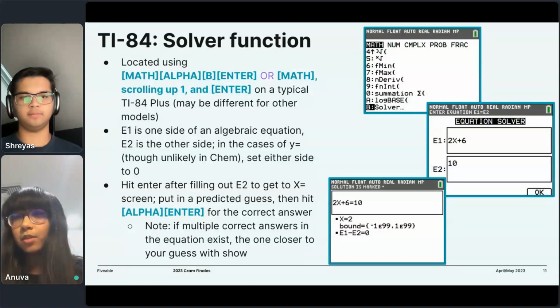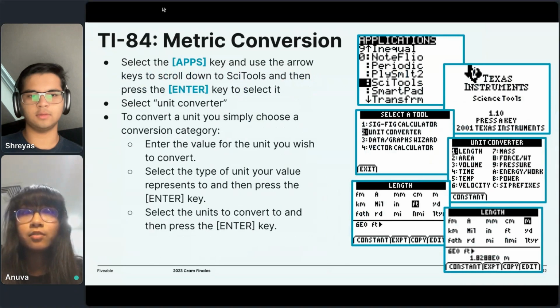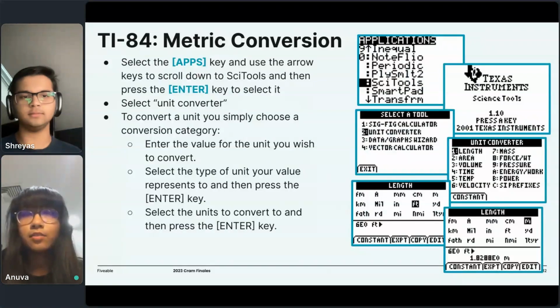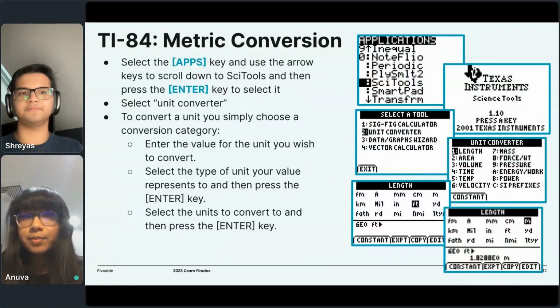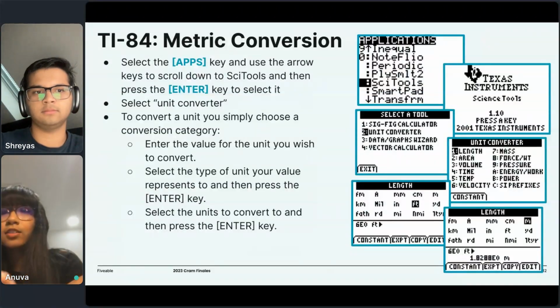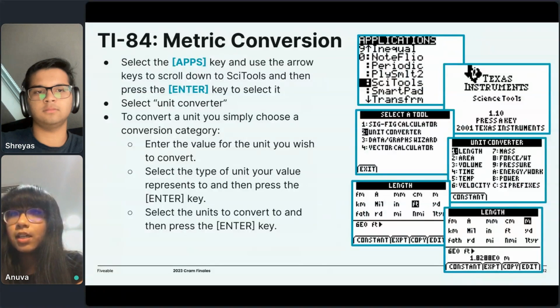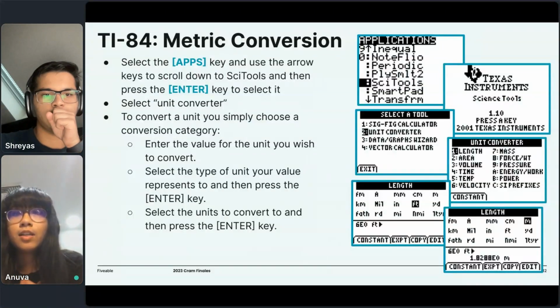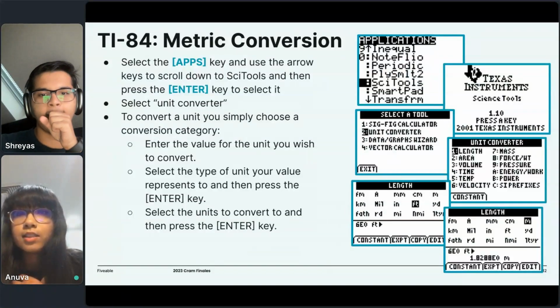We can move on to the next slide where we can go over the metric conversion. So on the TI-84 Plus CE, or I believe just even the TI-84, you press the apps key and then use the arrows to scroll down until you see Sci Tools. On mine, it is 0. Then you select it, and you'll see the second screen, which says Texas Instruments, and then just press enter again. From here, you can pick sig fig calculator, unit converter, data graphs wizard, or vector calculator.